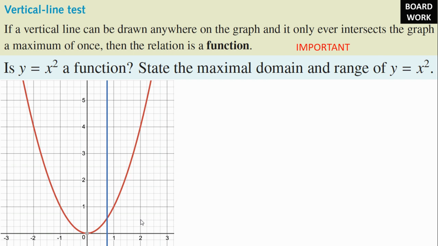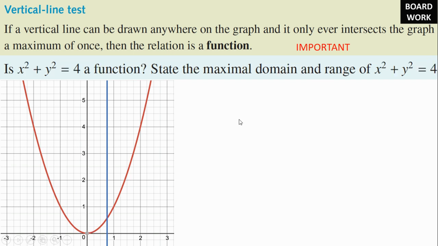State the maximal domain. So the domain of this is any x value. So the domain is R, and the range, as you can see, is just positive, including 0. So the range is all positive numbers, including 0.